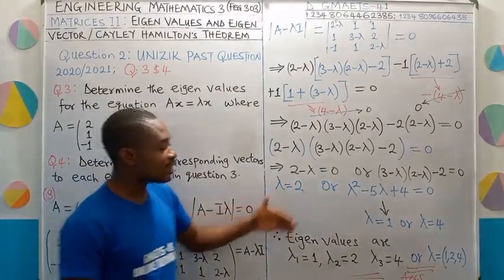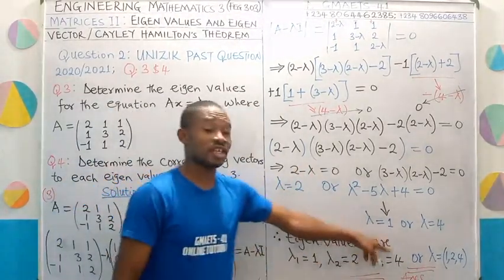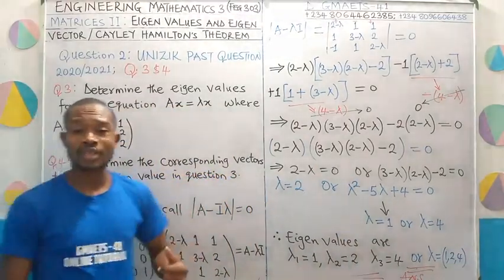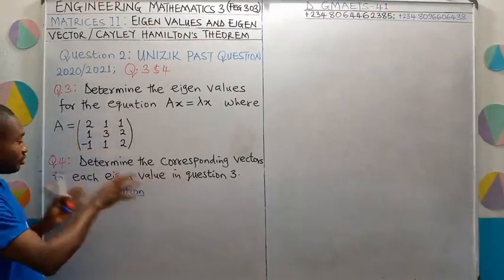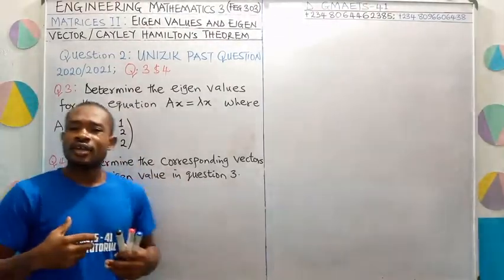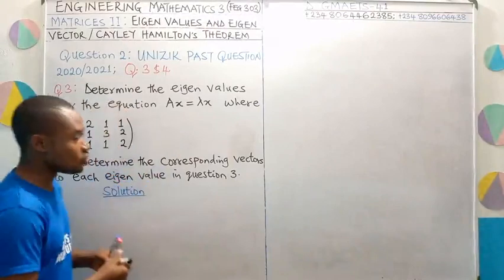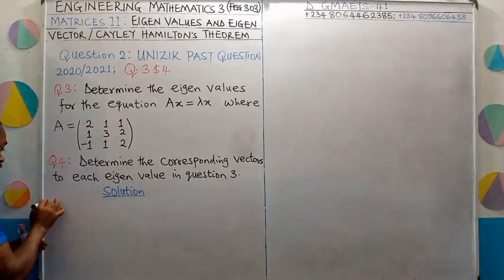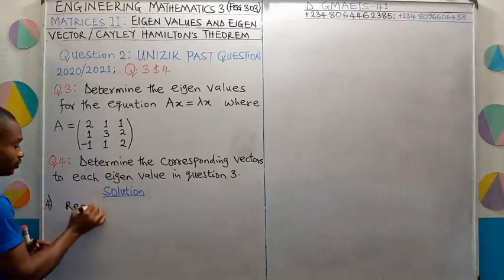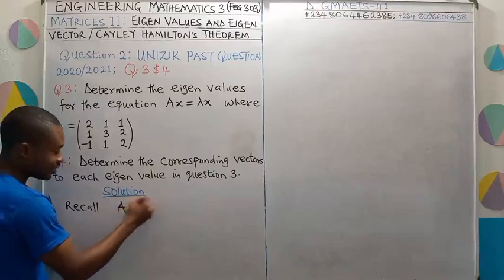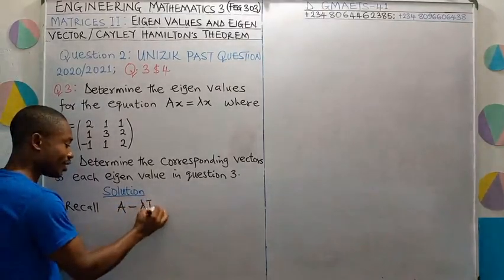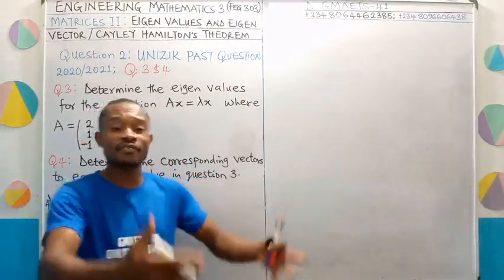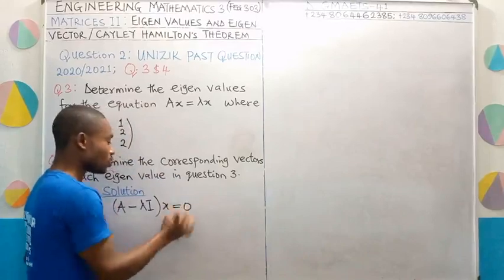Alright, having obtained our eigenvalues, we shall now use each of them to obtain the eigenvectors, which takes us to question number 4. Recall that I stated earlier that if you want to obtain the eigenvector, you are expected to solve the equation A minus lambda I, multiplied by x, where x is the column vector, the eigenvector we are looking for, is equal to 0.